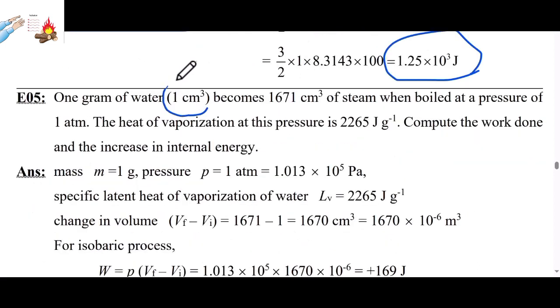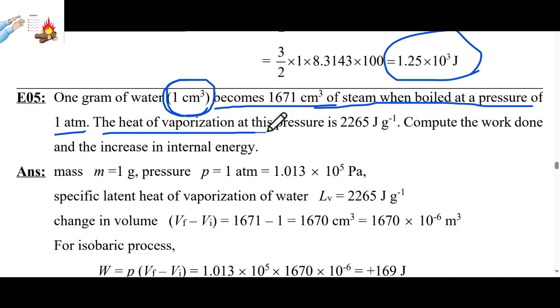Example 5. 1 gram of water, volume 1 cubic centimeter, becomes 1671 cubic centimeter of steam at a pressure of 180 atm. The water is changed to steam at constant pressure. The heat of vaporization in this process is 2265 joule per gram.